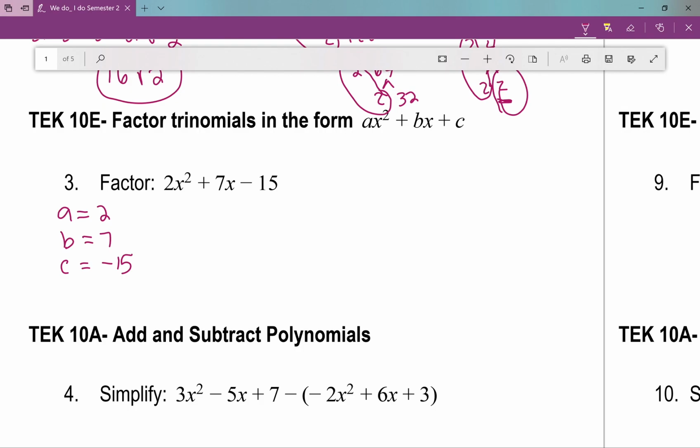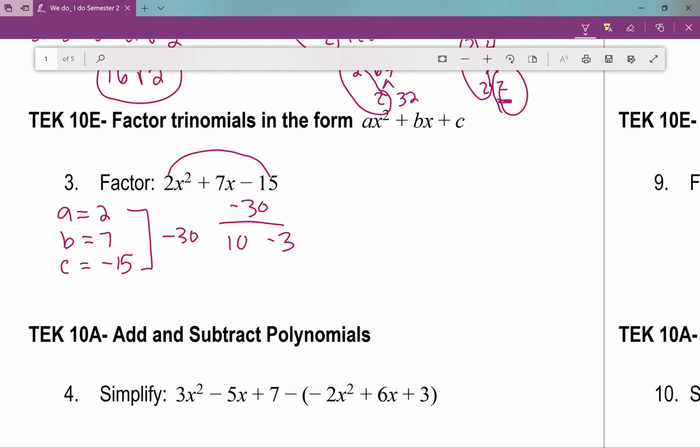I'm then going to multiply A times C using the swing method. A times C gives us negative 30. Then I need to find numbers that multiply to negative 30 but add to 7. Those two numbers are going to be 10 and negative 3. Because when I add 10 plus negative 3, I get positive 7. And 10 times negative 3, I get negative 30.